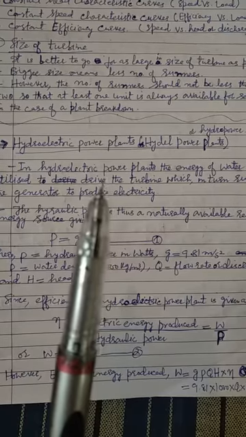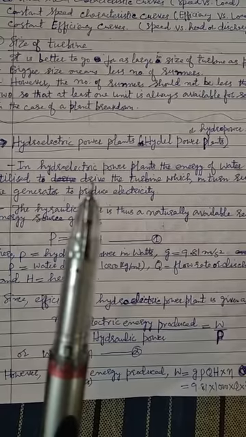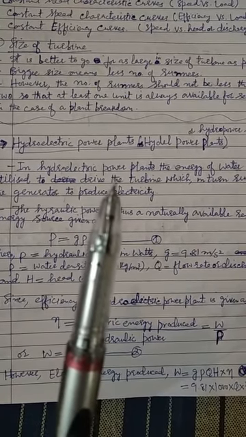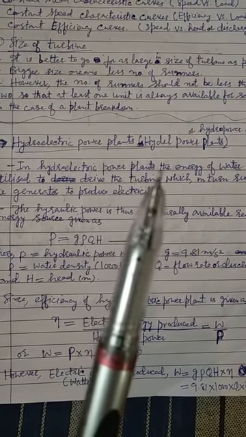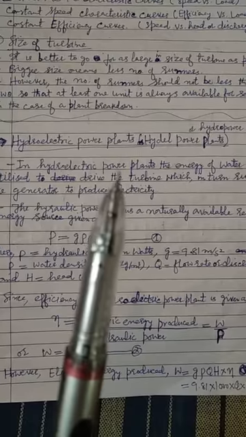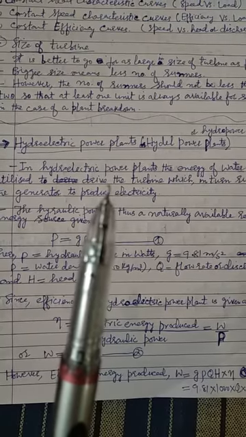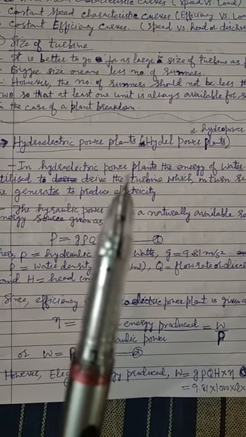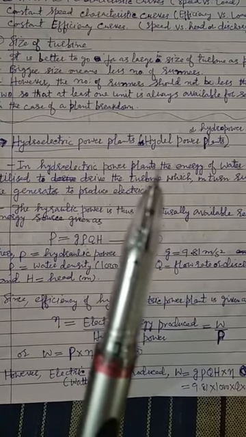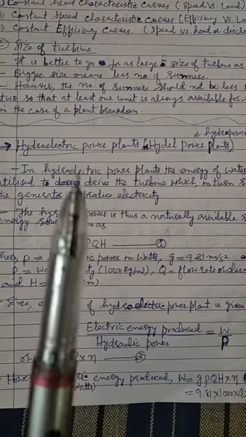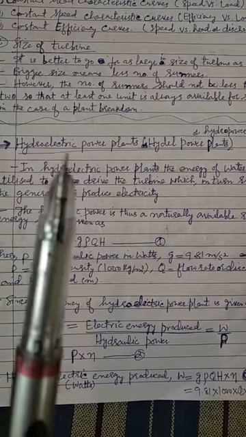So in general, the principle of the hydroelectric power plant is: potential energy gives kinetic energy, then kinetic energy gives mechanical energy, then mechanical energy gives electric energy. So this is the basic principle of hydroelectric power plant. I will repeat again here: potential energy gives kinetic energy gives mechanical energy, and mechanical energy gives electric energy. Okay. So now coming to the name of this hydroelectric power plant.